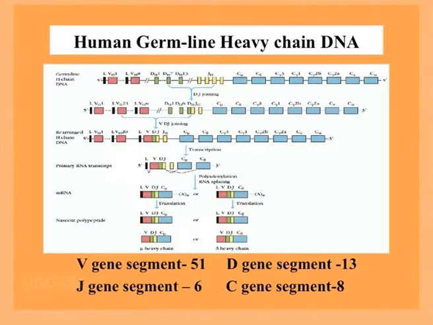And in case of light chain, only V gene segment and J gene segment join together to form the variable region of each light chain. Now, chromosome number 14 of human encodes the germ-line heavy chain DNA. There are 51 V gene segments, 13 D gene segments, 6 J gene segments and 8 C gene segments present, and they recombine to produce the heavy chain mRNA.